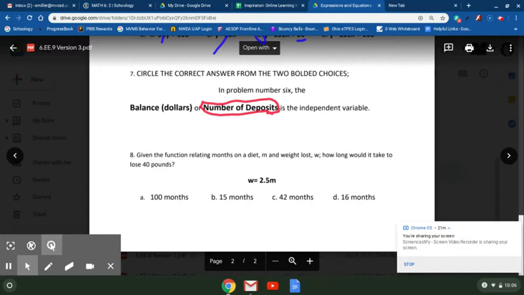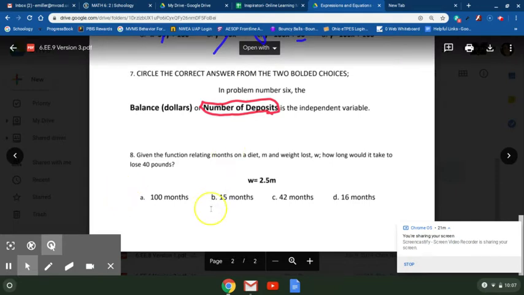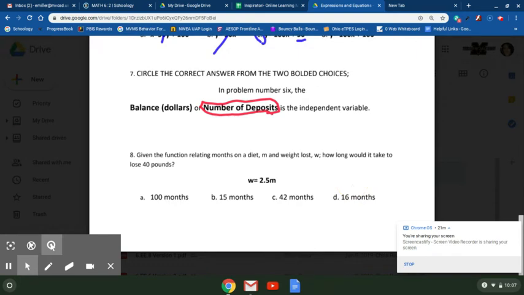All right, and then our last problem. Given the function relating to months on a diet, M, and weight loss, W, how long would it take to lose 40 pounds? So if the equation was your final weight loss is equal to 2.5 pounds per month, which one would give you a W of 40? Now, you could just take 2.5 times 100, 2.5 times 15, 2.5 times 42, and 2.5 times 16 and see which one gives you the answer 40.